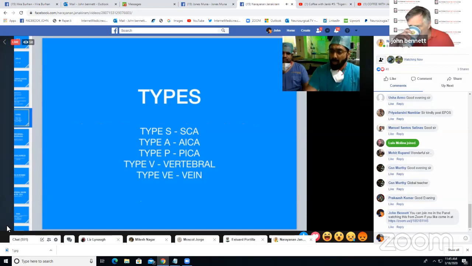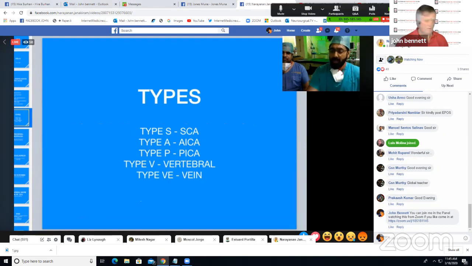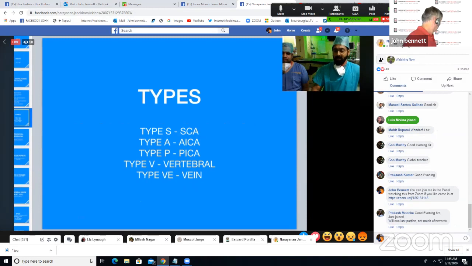Now, what are the types? If you say it's type S, it's the SCA, which means superior cerebellar artery. Type A means AICA. Type P is PICA. Type V is vertebral, and type V is also vein. So when I write trigeminal S, type S means the SCA is compressing the trigeminal nerve. If I write type S and type A, as in the first case I showed, it means you have an SCA loop as well as an AICA loop compressing the trigeminal nerve. That is what we mean.